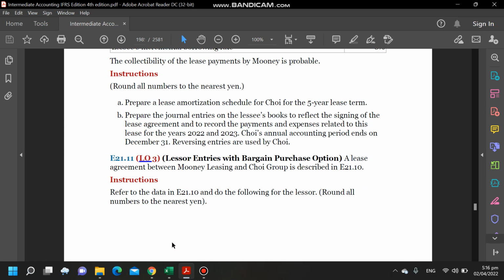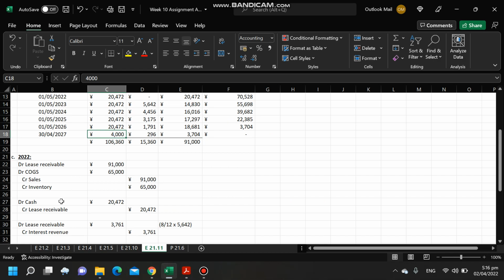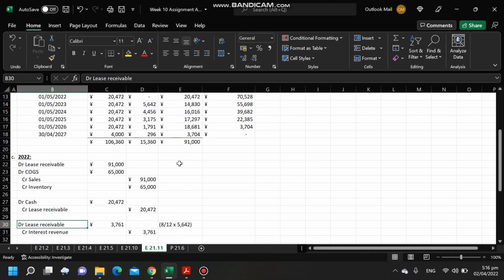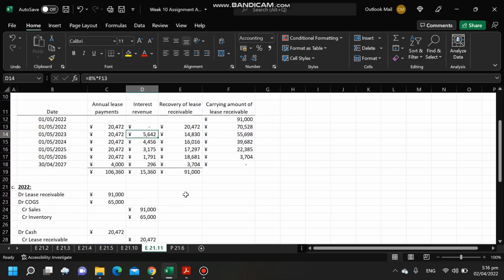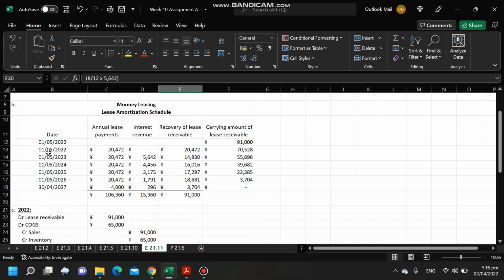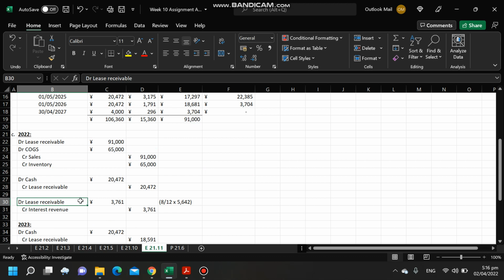And then debit cash, credit lease receivable for the first payment, which is 20,472, or 20,471.96. Then we will record the interest revenue for the year, but only 8/12, because it is from May to December. So debit lease receivable, credit interest revenue 3,761.